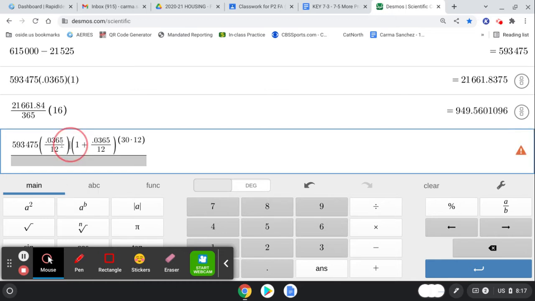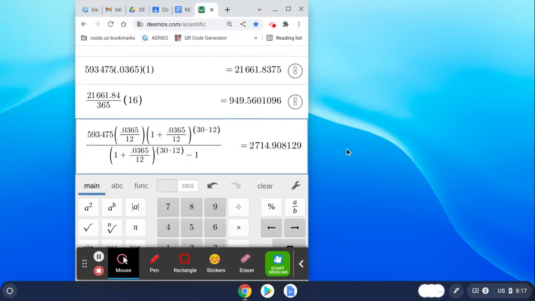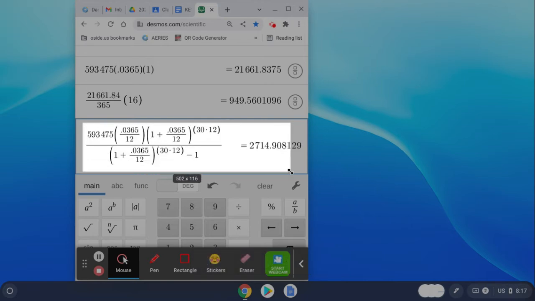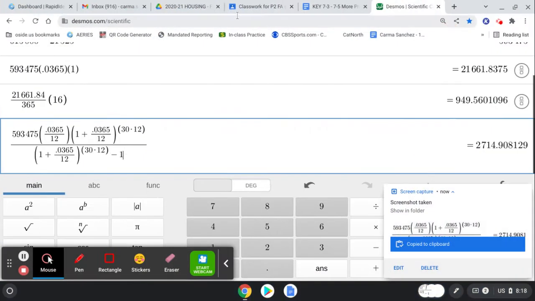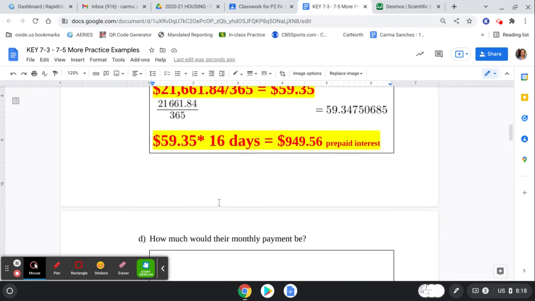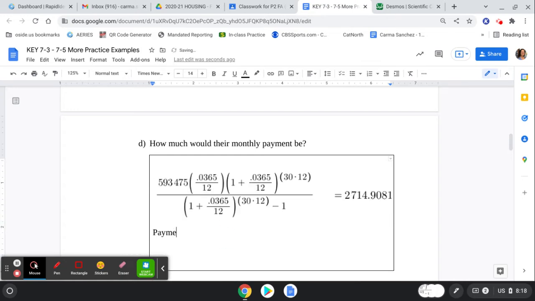And then copy and paste this back part to the denominator to save yourself some typing time. And then don't forget the -1. So here's the payment, $27.14 and 91 cents. See how we're going to round that? Okay, so payment $27.14 and 91 cents.